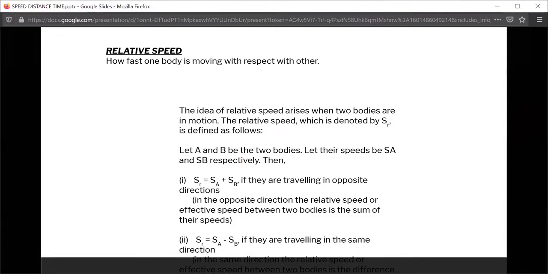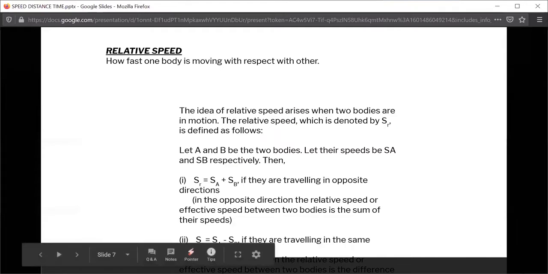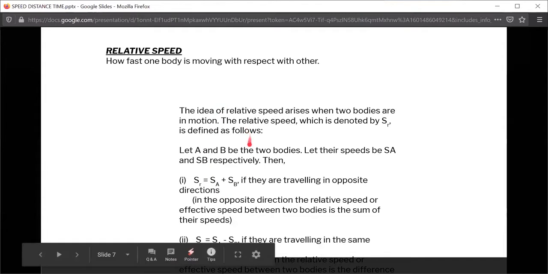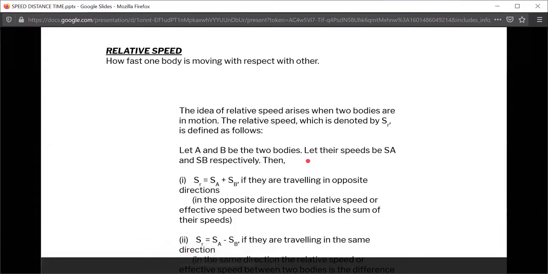Relative speed. What is the idea of relative speed? Well, when we have two or more bodies moving, we are interested to know how fast one body is moving with respect to the other. There are two possibilities. One case will be when the two bodies are in motion and they are in opposite direction.